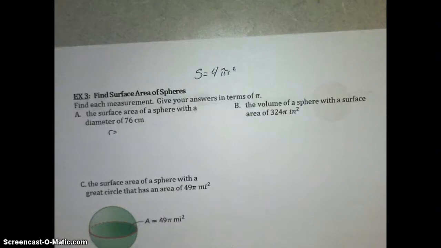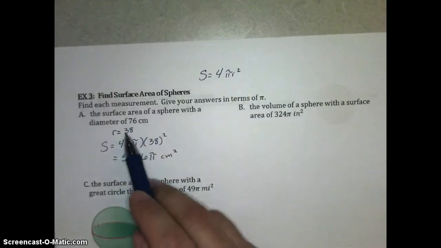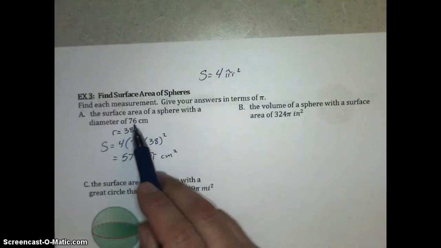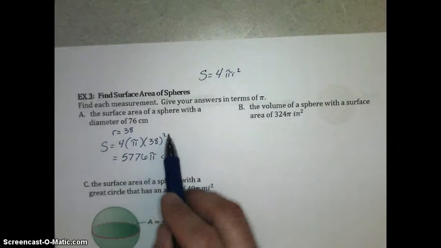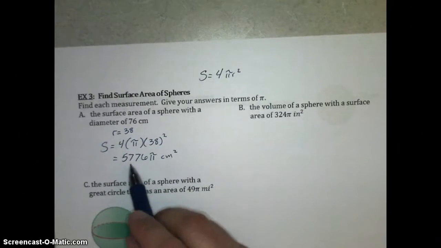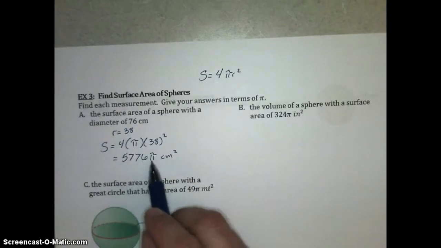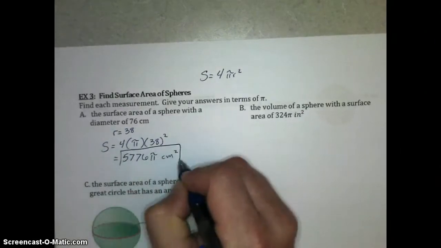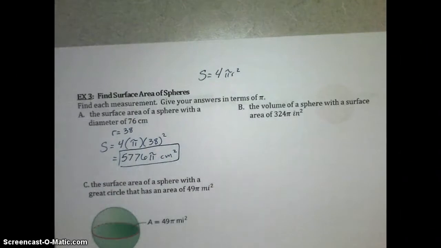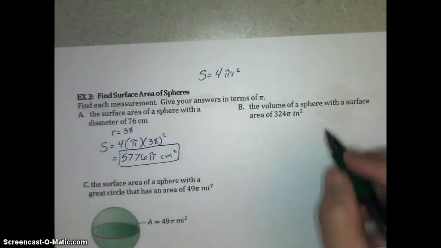Alright, if you need more time, pause the video, but otherwise we will check our answer and we should get this. If the radius is 38, because the diameter is 76, then 4 times pi times 38 squared is exactly 5,776 pi square centimeters. Alright, let's take a look at part B.